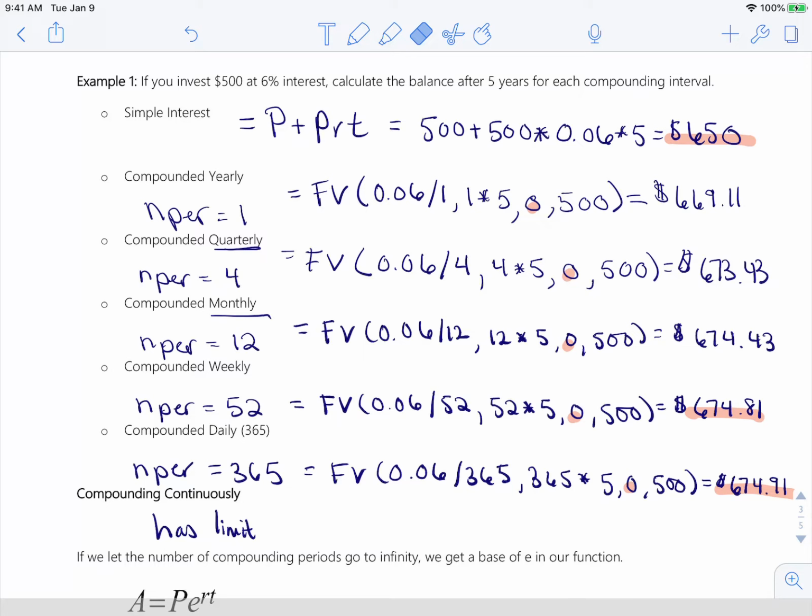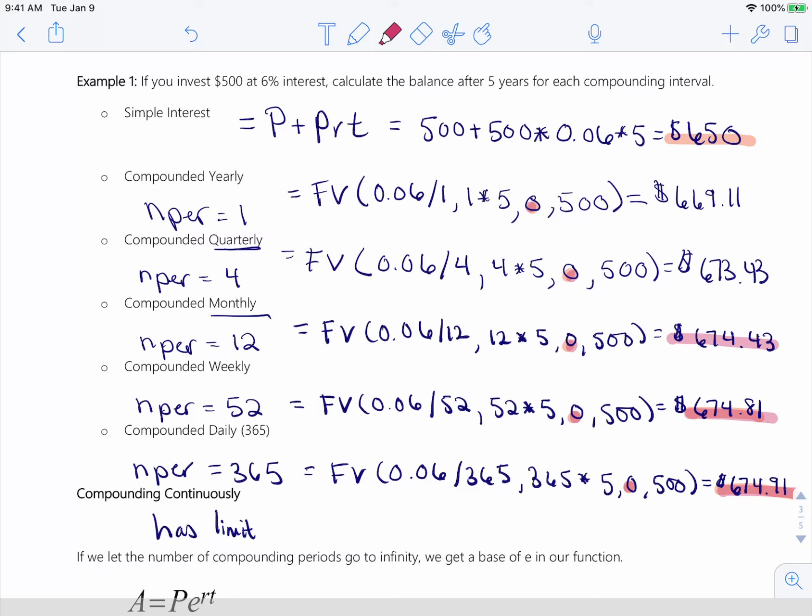Okay, so compare your answers to the ones that are here. It looks like for monthly, I got a value of $674.43. Weekly, $674.81. And daily, $674.91. The key thing to take away from these functions is to make sure these zeros are in the right place, because that will greatly affect your answer.